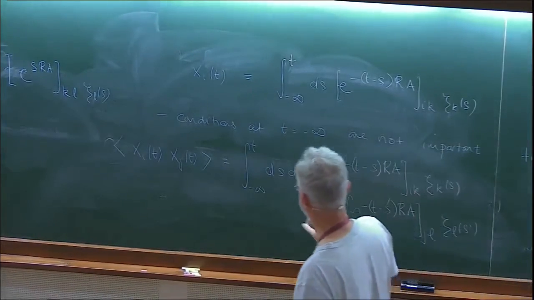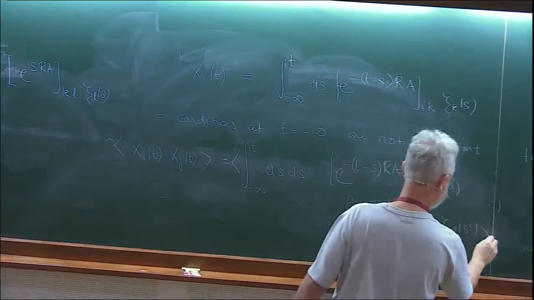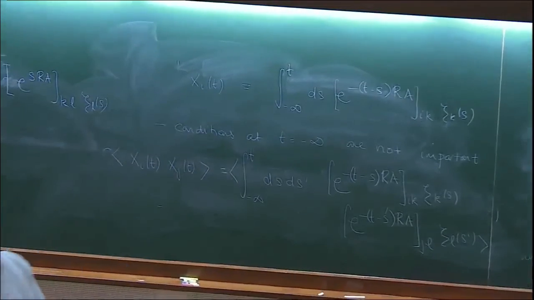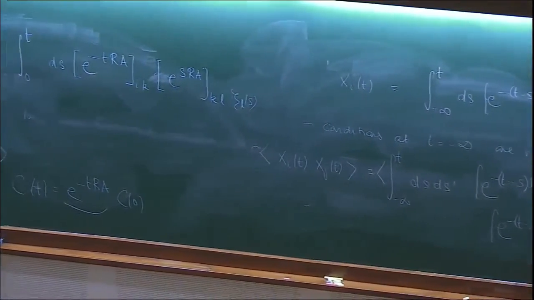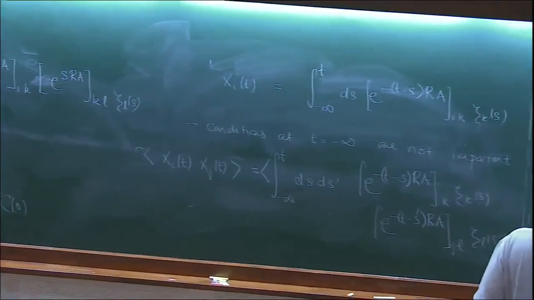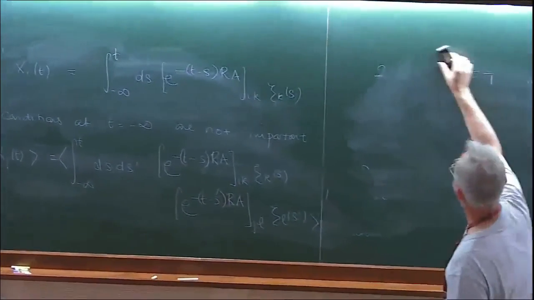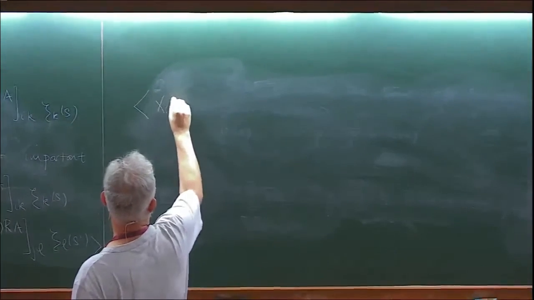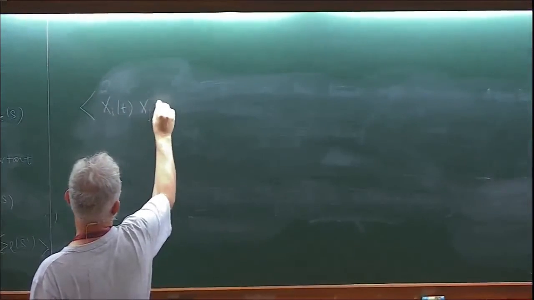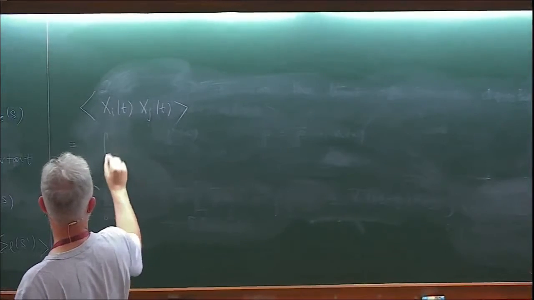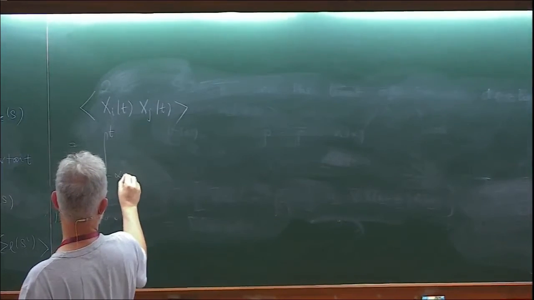Now I want to take the average of this with respect to my noise. Remember that the noise had a correlation function which I wrote down here. I'm assuming it has this form, twice Rij delta of t minus t prime. So when I do that, it's going to set s equal to s prime, because it's a delta function. So I'm only going to have one integral now. So I'm going to find that the average of xi of t xj of t is equal to, with only one integral, let me keep it as s.